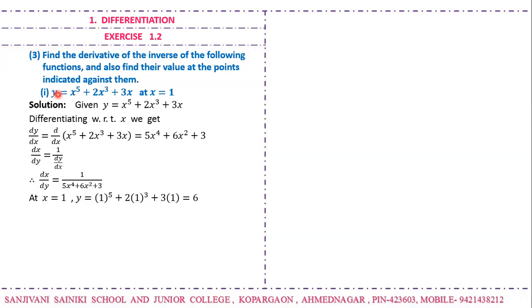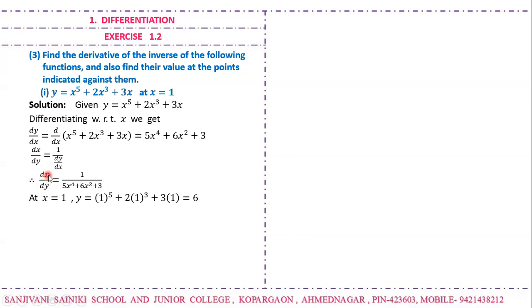What you get? y is equal to 1 raised to 5 plus 2 times 1 raised to 3 plus 3 times 1. 1 raised to 5 is 1, 1 raised to 3 is 1, 3 into 1 is 3. So 3 plus 2 plus 1 is 6. So whenever x is equal to 1, we get y is equal to 6. So we have to put here y is equal to 6.